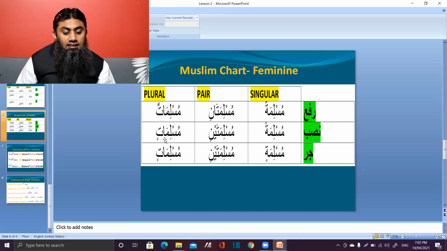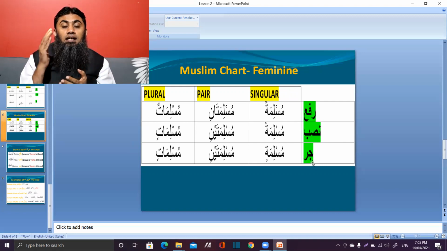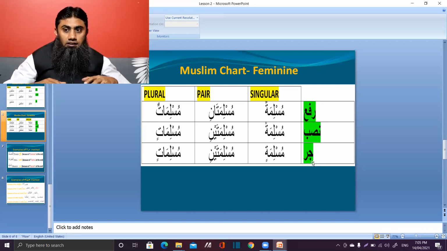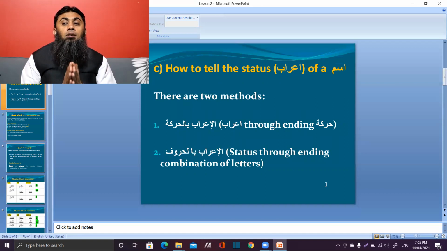And atin, this atin sound means that this ism is plural, but in terms of status, it's either nasab or jar. So this was all that you need to know at this stage about the status or i'rab, how to tell the i'rab. So let me summarize, inshallah, before I wrap up and before we complete this second lesson. Today we learned how to tell the i'rab of ism.